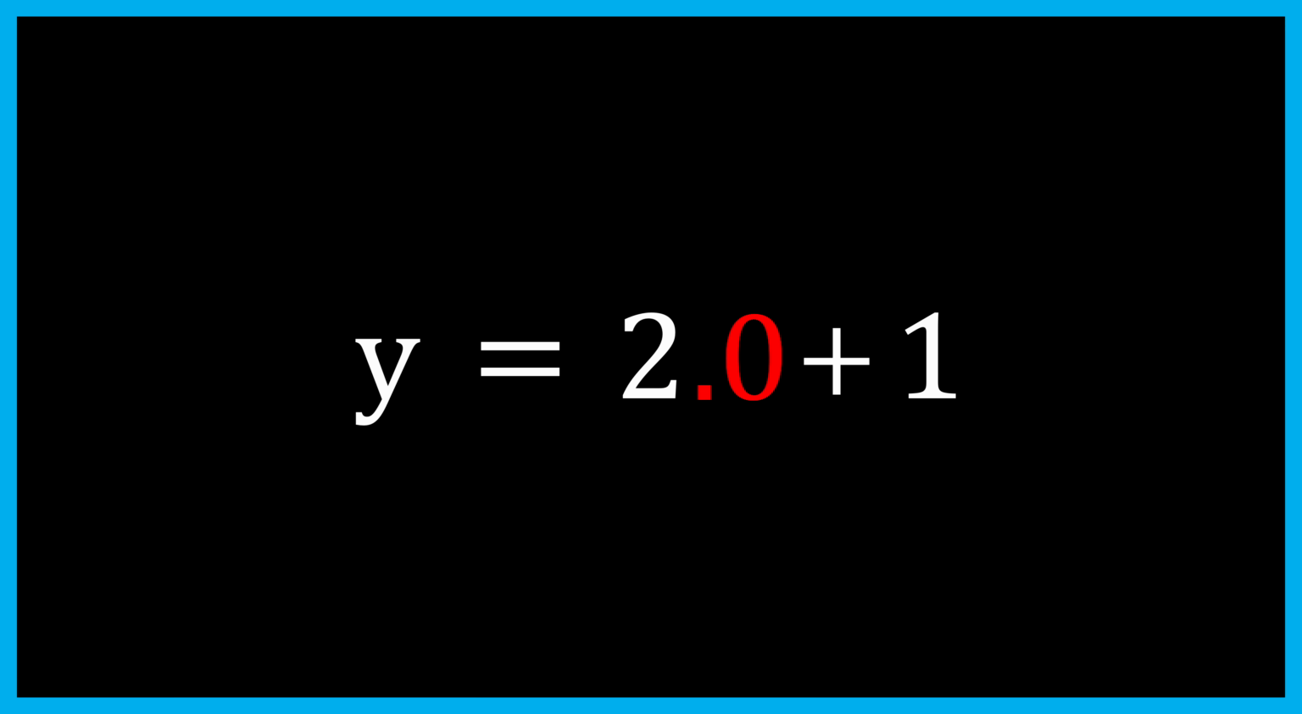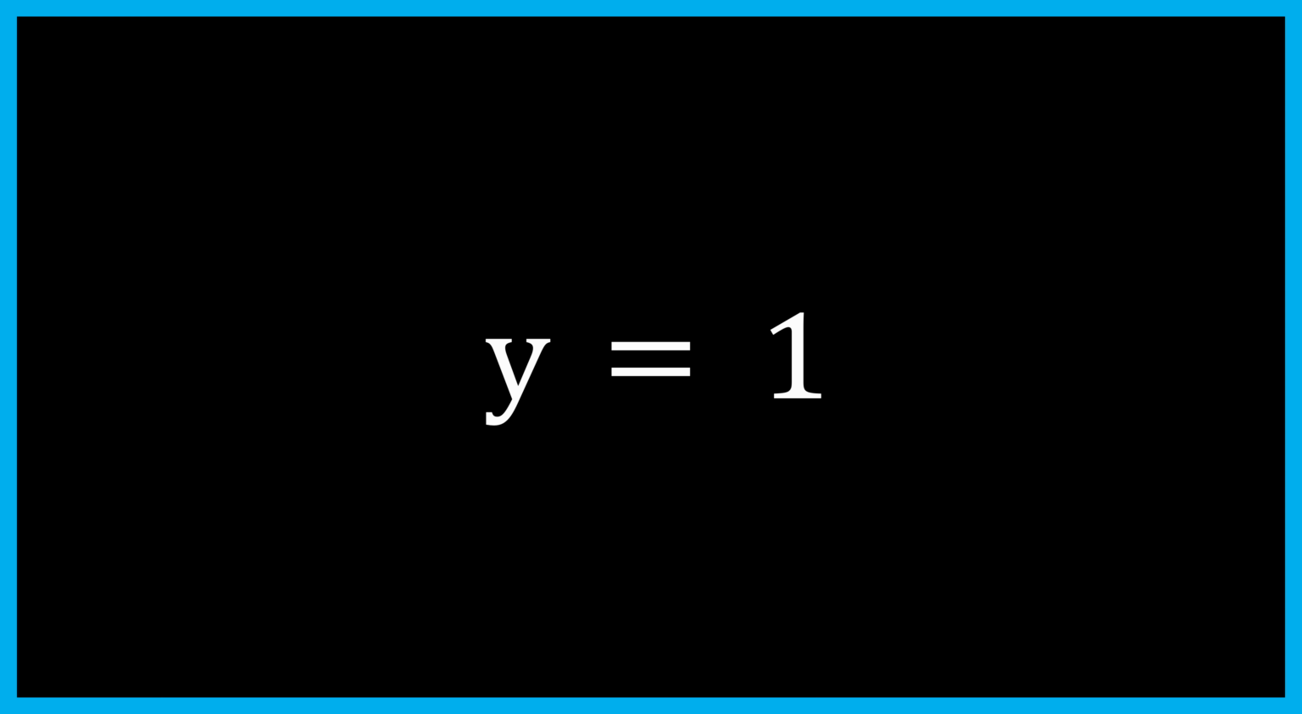If x is 0, everything with x disappears. y = 1. So, the graph passes through the point (0, 1). That is always the starting point.